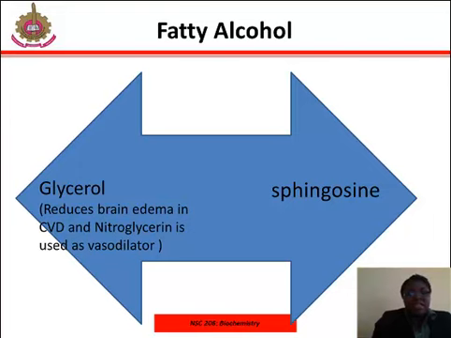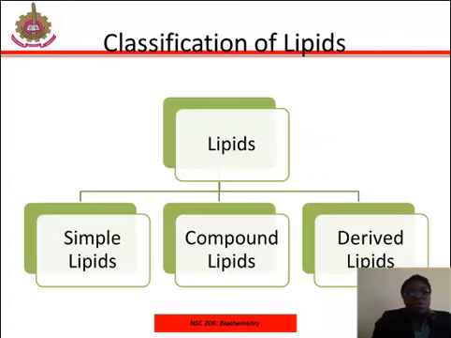The sphingosine is the monohydric alcohol present in sphingolipids, and it is synthesized in the body from serine and palmitic acid. It is not positive with acrolein test. What are the classifications of lipids? Lipids can be classified into simple lipids, compound lipids, and derived lipids.